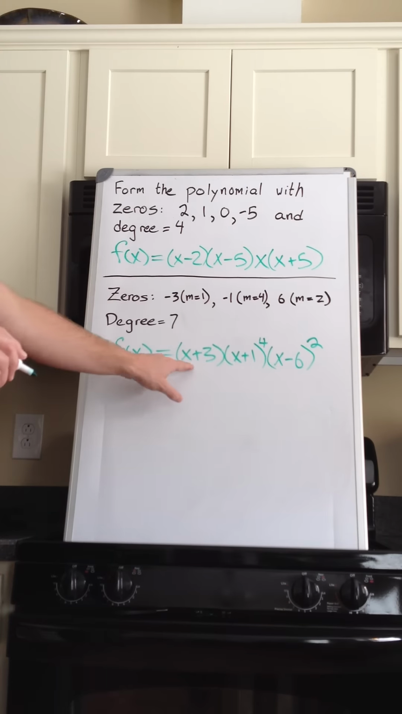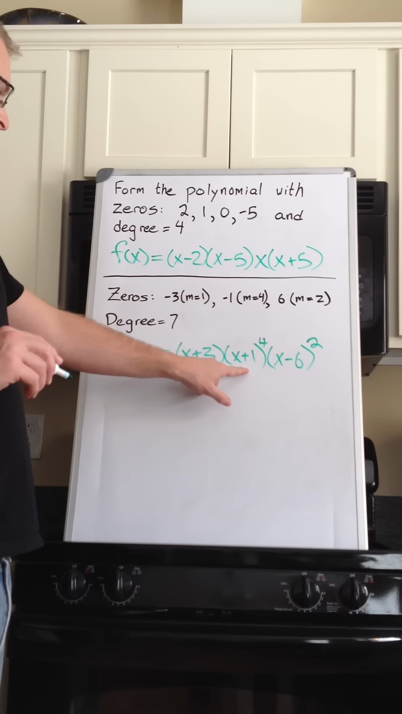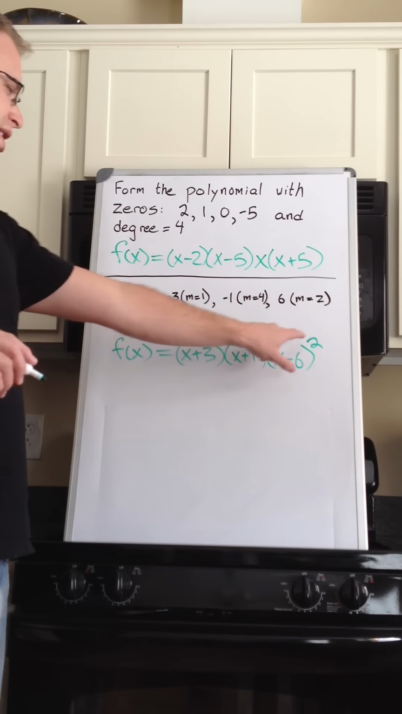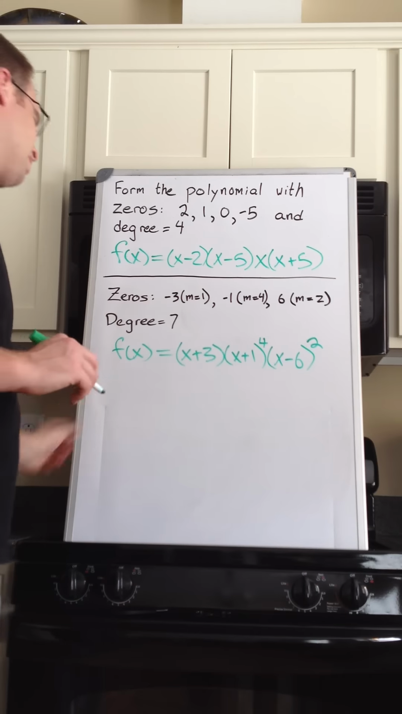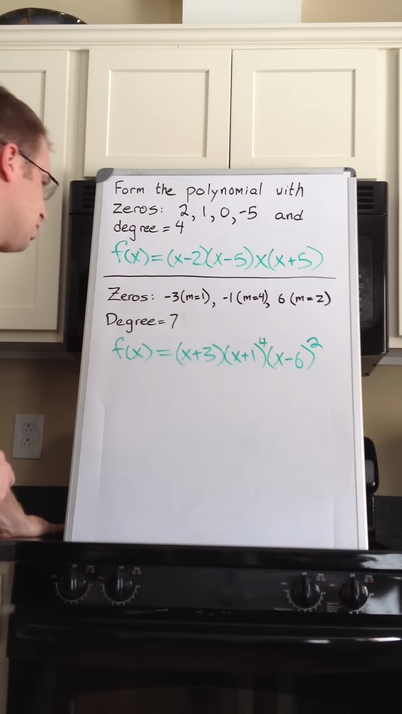So we have 1 power of x, 2, 3, 4, 5, because we're adding 4 more right here. And then 2 more makes it 6, 7. Since we knew the multiplicity, we knew the degree. So this one's done too.